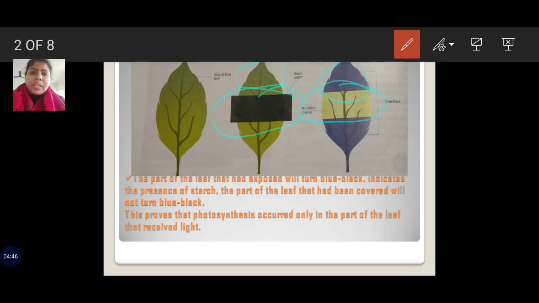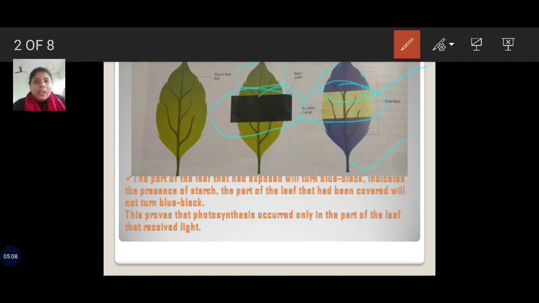That means, what does this prove? This proves that the part of the leaf which was exposed to the sunlight will turn blue-black, whereas the part that you have covered with the black chart paper won't turn blue-black. That means the part of the leaf which was exposed to the sunlight has only undergone the process of photosynthesis.